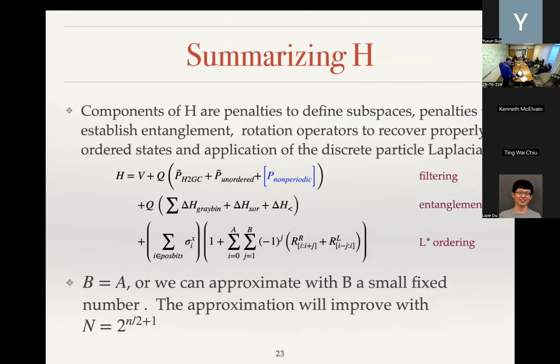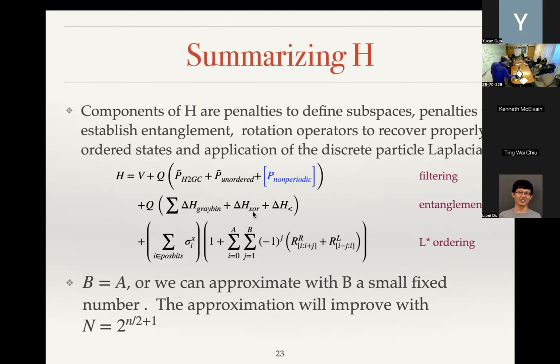So, okay, how am I doing? Oh, I'm close. So I can write out my entire Hamiltonian as I'll use this. I've got the penalty for the Hamming distance to gray code, that's the off the green line penalty. I've got my penalty for unordered states. I could add in the non-periodic thing. I've got my addition to the Hamiltonian to keep my gray codes and my binary codes in sync.